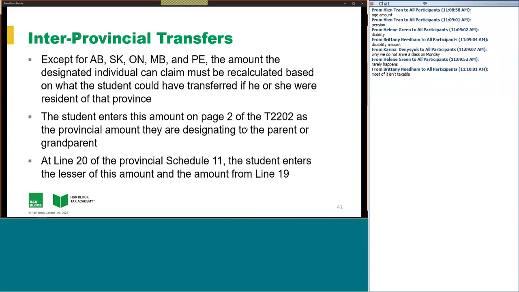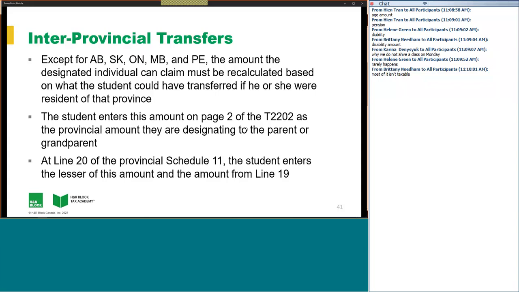In that case, we have a whole set of rules, and it depends on both where the student is and where the parent is as to how much can be transferred. And this is the part where we find out that some provinces don't deal with tuition the way that we do. So most of the time, if you have a student in a different province and they're trying to transfer to someone who's in Manitoba, then the amount that they can claim has to be recalculated based on what the student could have transferred if they were a resident of the province that the transferring person is in. So you're going to do 2 Schedule 11s for that student, but the provincial side of things.